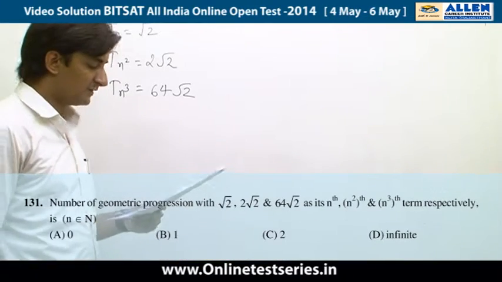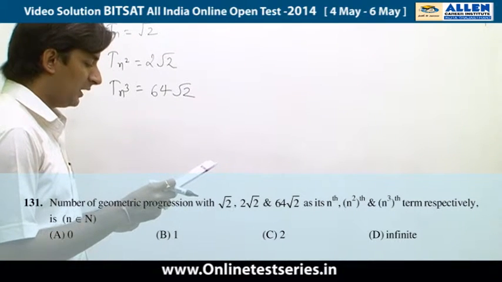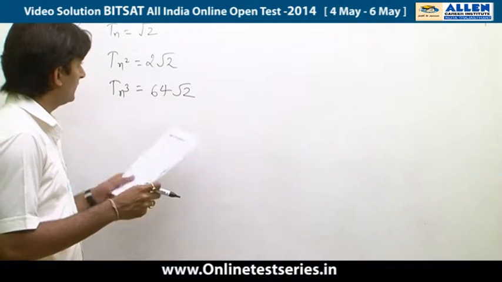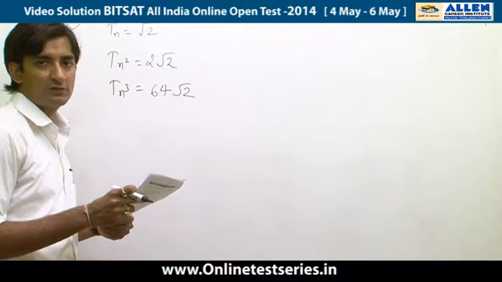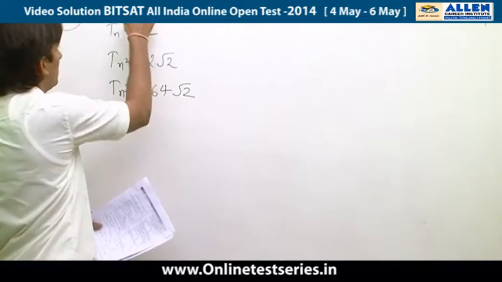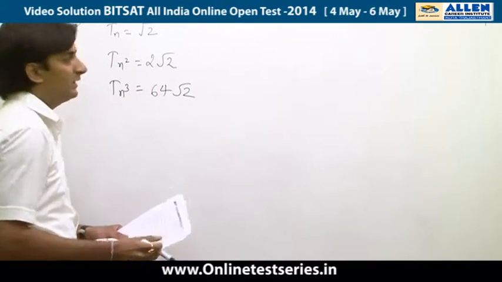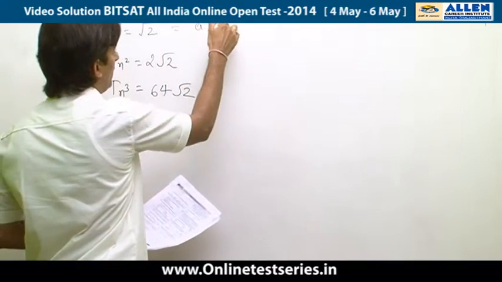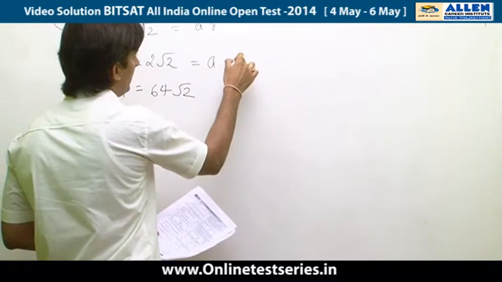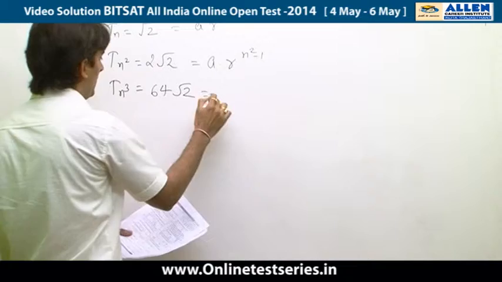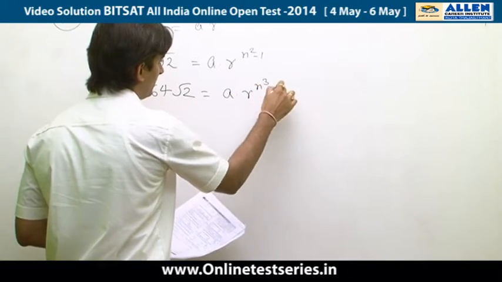Number 131, we have been given a geometric progression whose nth, n squareth and n cubeth terms are given as √2, 2√2 and 64√2. This is a geometric progression, so we can assume its first term to be a and its common ratio to be r. So we can write the nth term as a·r^(n−1), the n squareth term as a·r^(n²−1), and the n cubeth term as a·r^(n³−1).